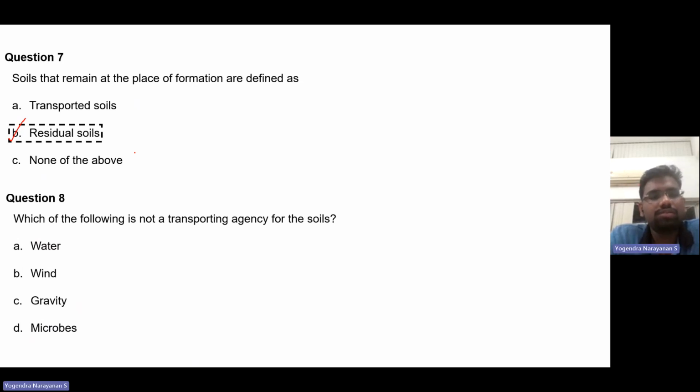Which of the following is not a transporting agency for the soils? Let me repeat once again. Which of the following is not a transporting agency for the soils? Option A, water. Option B, wind. Option C, gravity. Option D, microbes.